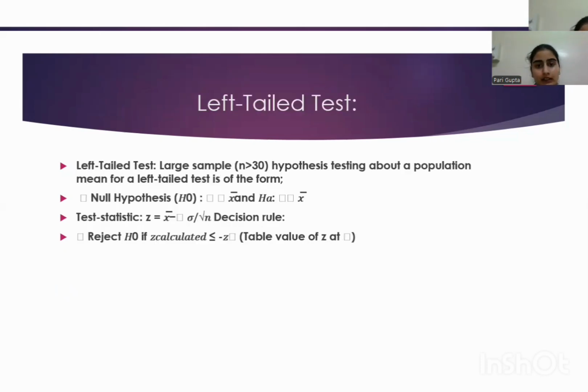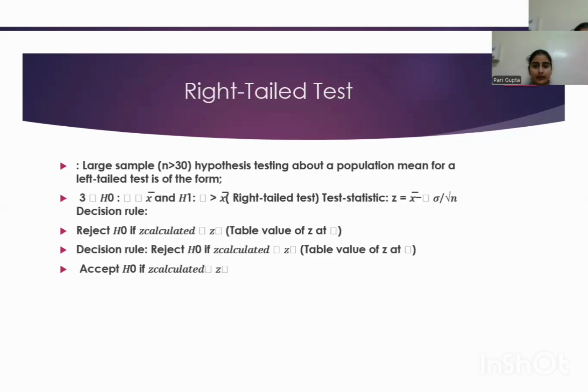Next is the left-tailed test. Large sample, n greater than 30. Hypothesis testing about a population's mean for a left-tailed test is of the form null hypothesis H naught and alternative hypothesis HA. Test statistic Z equals X bar minus mu over standard deviation. Decision rule: reject H naught if Z calculated is less than minus Z table value of Z at alpha.